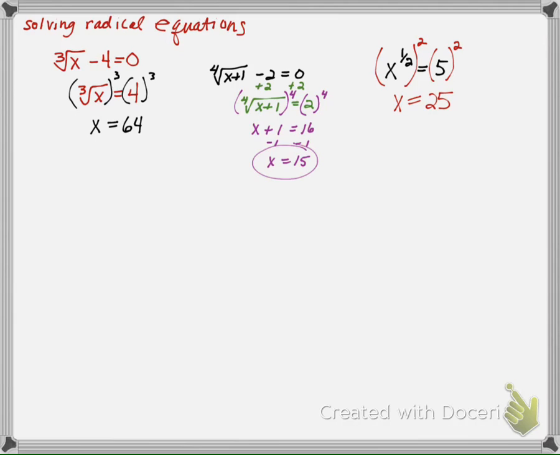So let's try this one. 2x to the 3/2 power is equal to 250. What has to happen first? Must divide by 2. You got it. Because we have to isolate the part that is being raised to the power. We get x to the 3/2 power is equal to 125. All right.